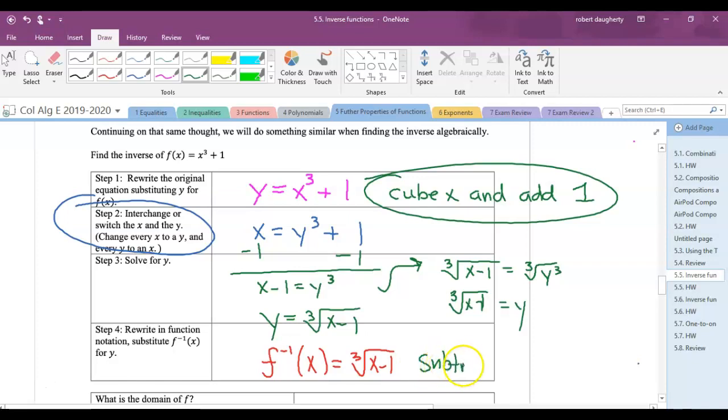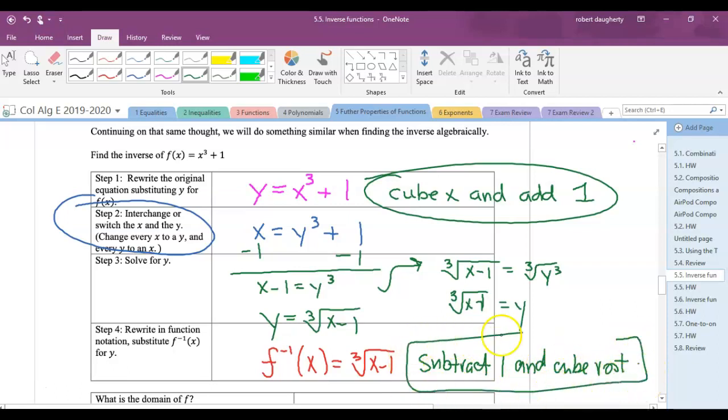Even the earlier class. Subtract 1 and cube root. Okay. To cube it and add 1, to undo that is to subtract 1 and take the cube root. Okay. So don't they feel like you went from home to school?